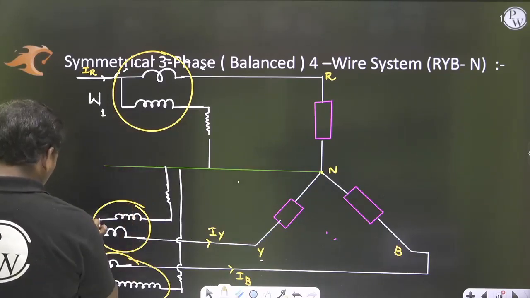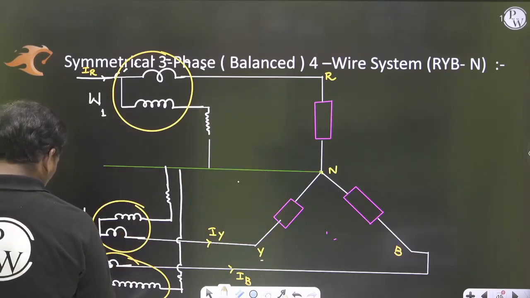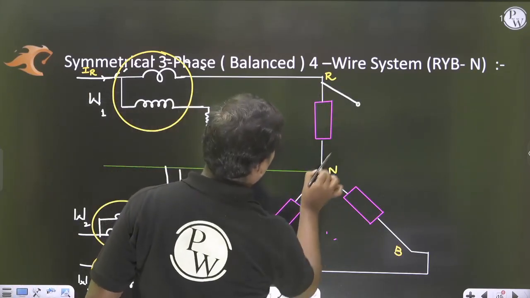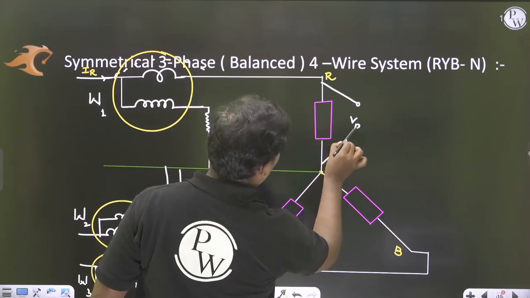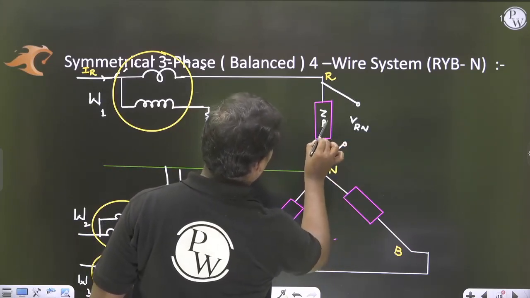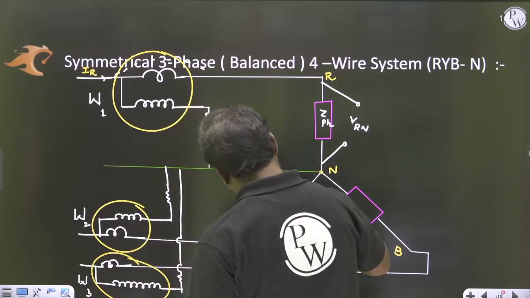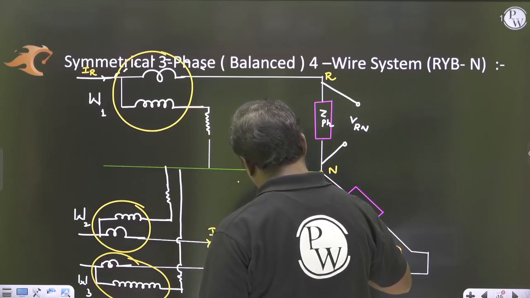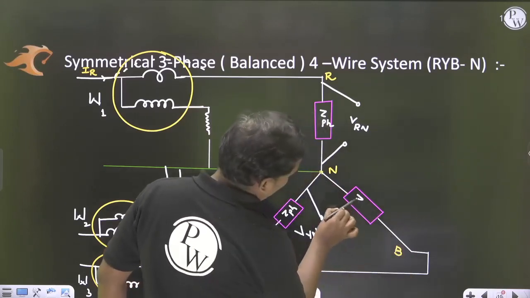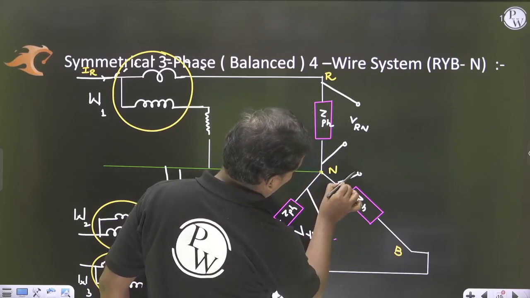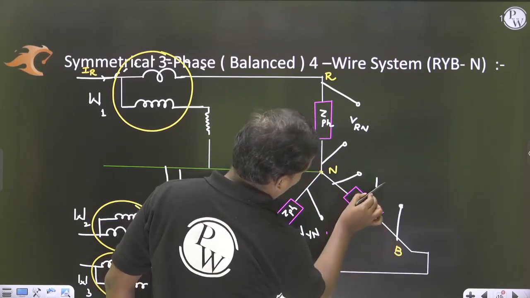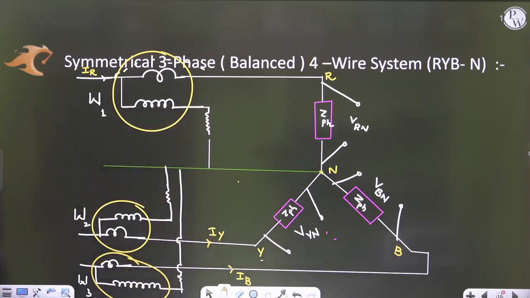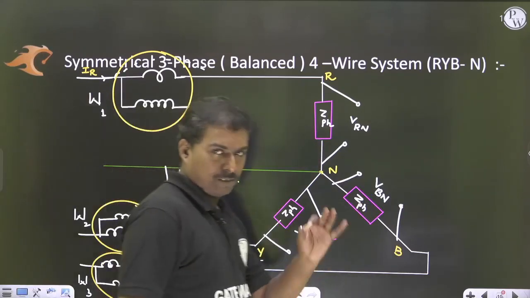This is what we call wattmeter 2. This is wattmeter 3. So these are the voltages I can take. VRN, which is our ZPH here, and this is another ZPH. So we can take this voltage as VYN, and this is a ZPH. This voltage we take as VRN, VYN, and VBN. These are the phase voltages.